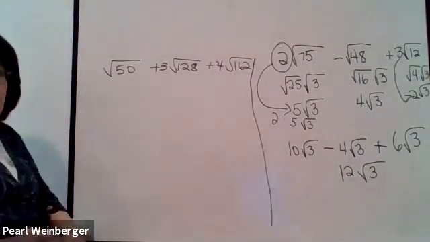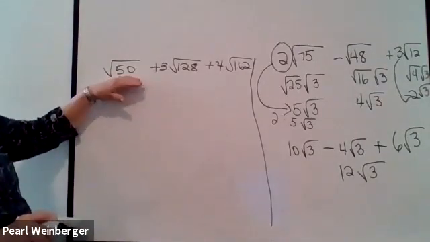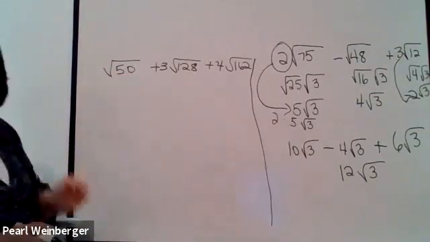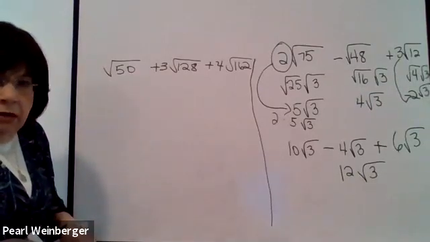Okay, I think we should work on this together. What did you split the 50 up into? Anybody? It'd be 25, square root of 25 and 2.